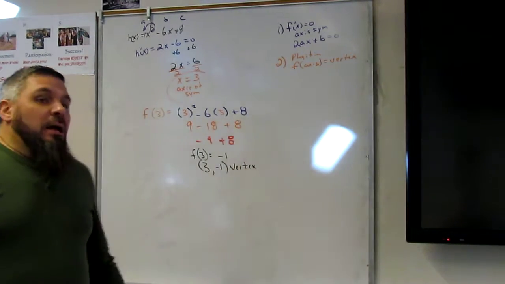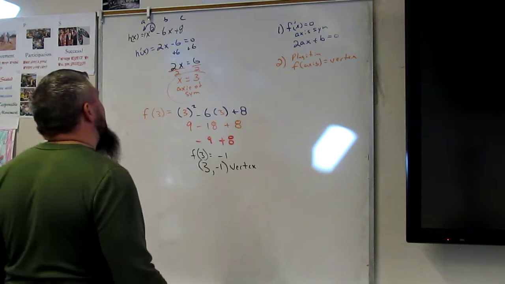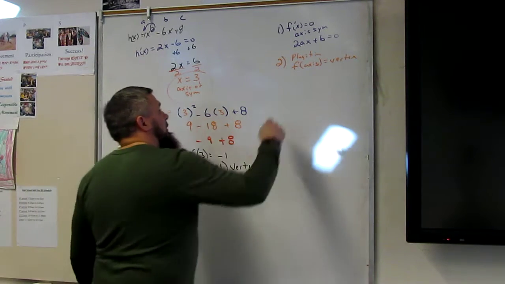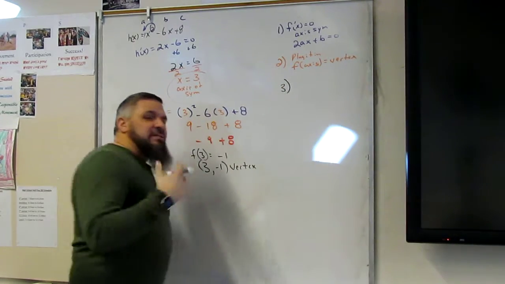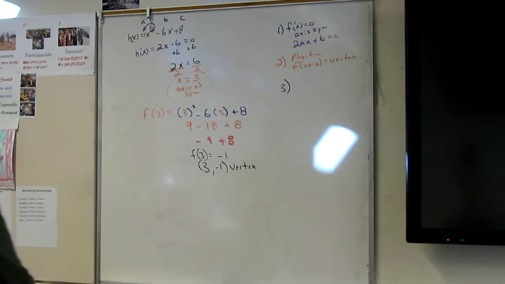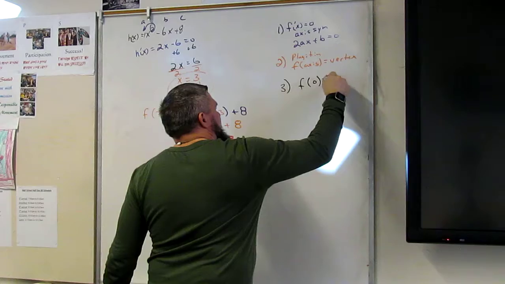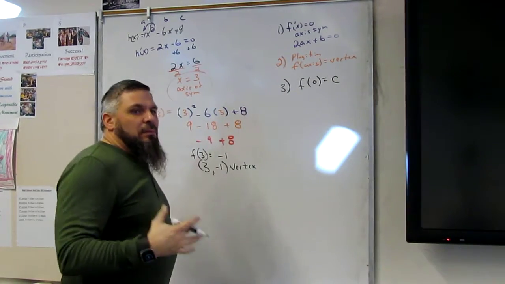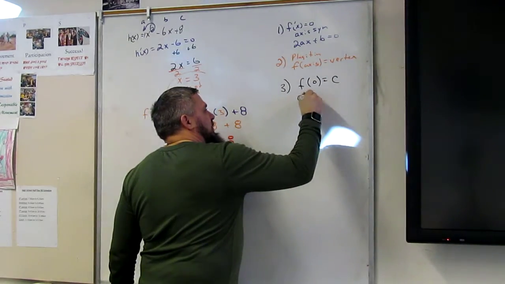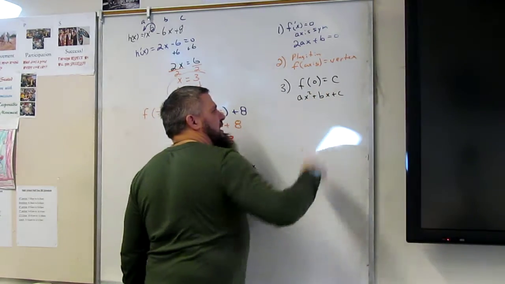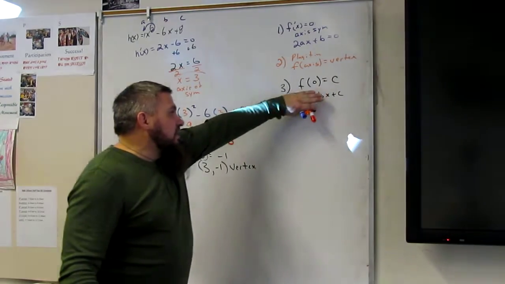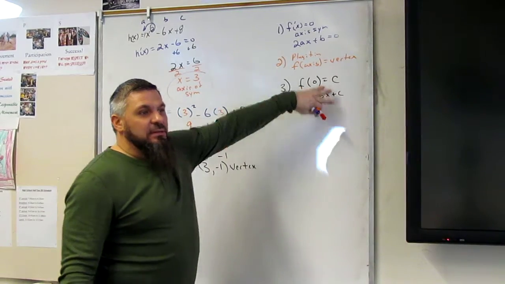Okay? And now comes the easy part. What's the easiest part to do? What's the easiest number? 0. Yes. 0. F of 0 equals C, right? This step is like 0 everything. Because basically it's ax squared plus bx plus c. And when you plug a 0 in for x, these go away, and all you're left with is c.